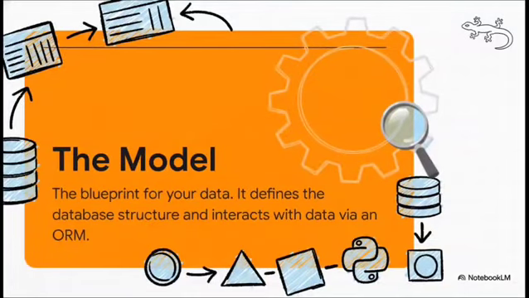First up is the model. The best way to think of the model is as the blueprint for your data. It defines the structure of your database, what information you're storing, and how it's organized. And it talks to the database using something called an object relational mapper, or ORM. Basically, the ORM is like a translator. It lets you use simple Python code to manage your data instead of having to write complicated SQL. It's a huge time saver.